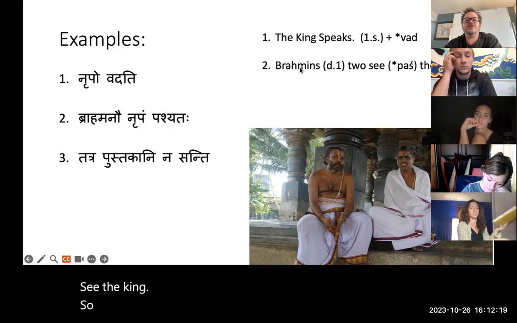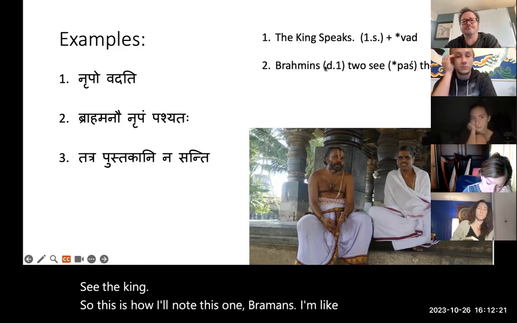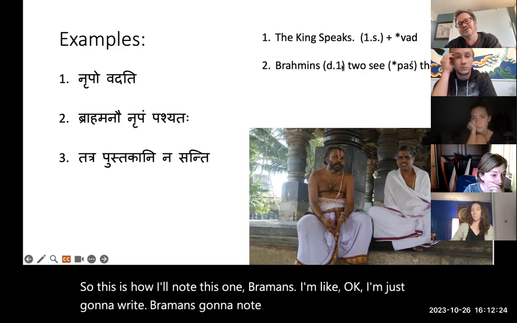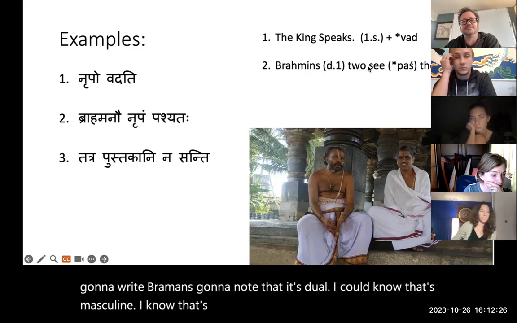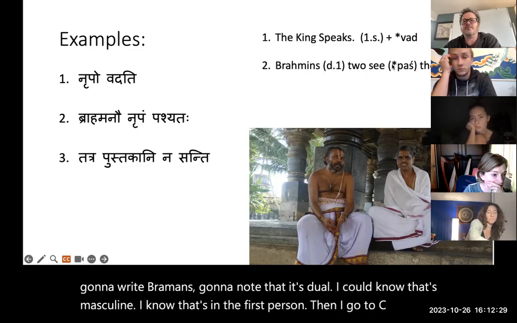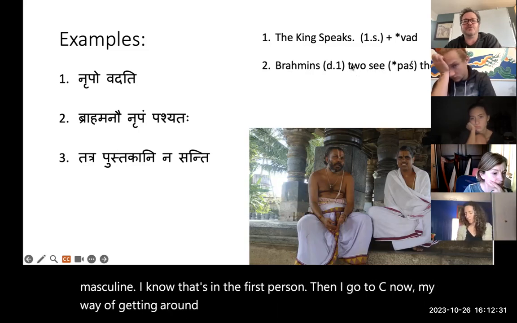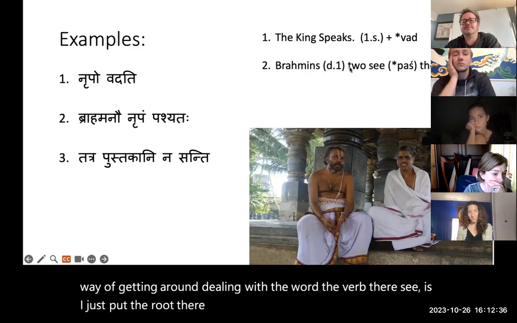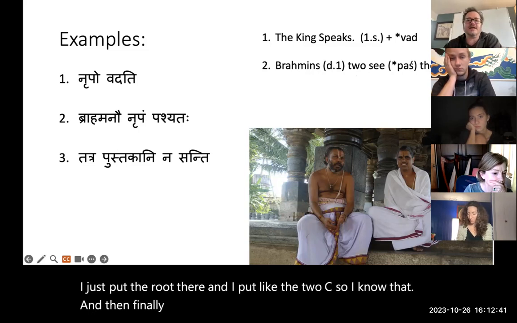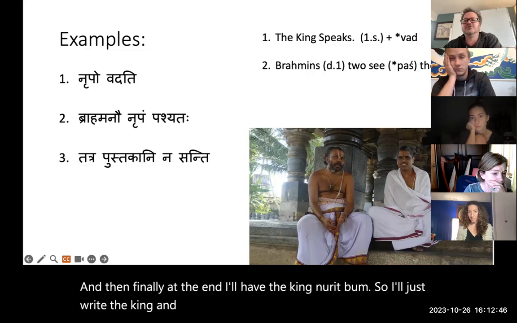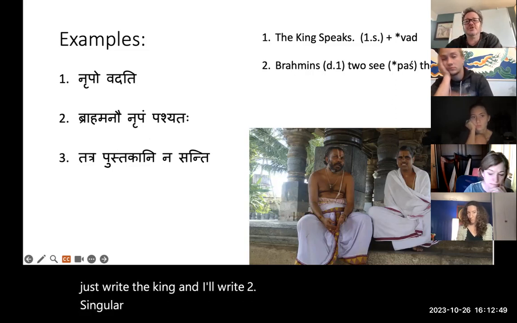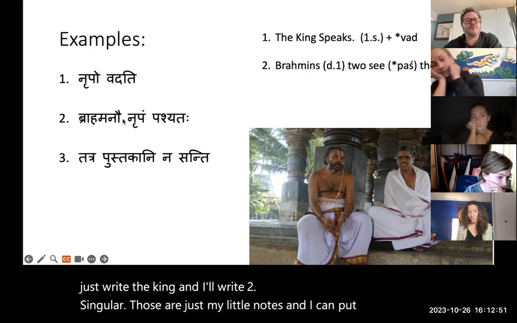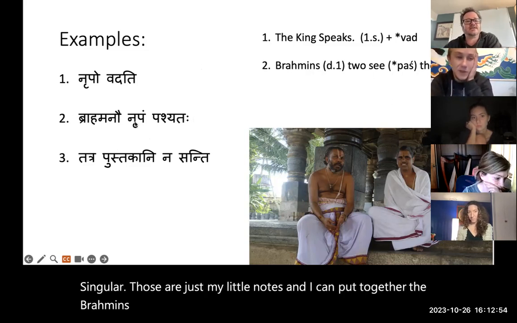So this is how I'll note this one. Brahmins. I'm just going to write Brahmins. I'm going to note that it's dual. I know that it's masculine. I know it's in first person. Then I go to see. My way of getting around dealing with the verb there, see, is I just put the root there, and I put the "to see." And finally, at the end, I'll have the king, nripam. So I'll just write the king, and I'll write singular. Those are just my little notes. And then I can put together: the Brahmins see the king.